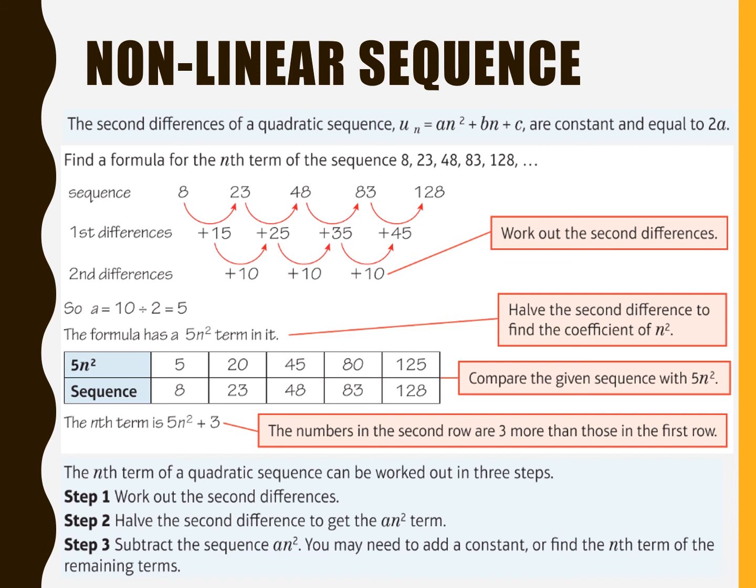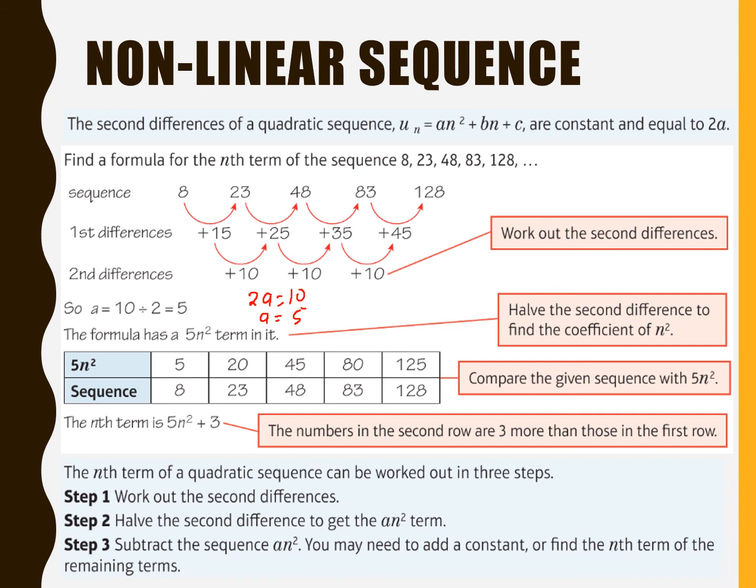What this statement is saying is that the second difference is 2a. To find the a value, we need to divide that by 2. Basically, 2a is 10, so what would a be? a would be 5. So the formula becomes 5n squared. We know straight away the first term would be 5n squared.